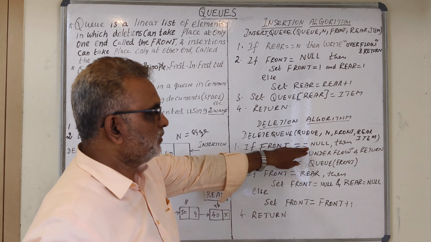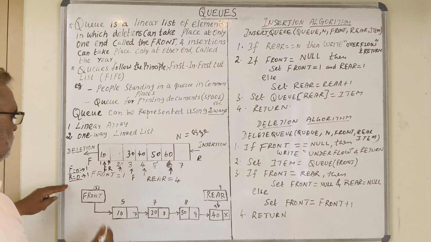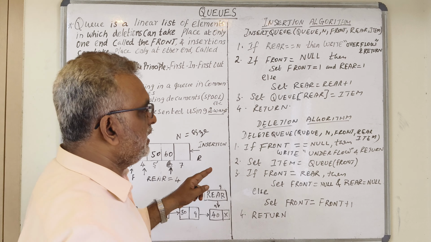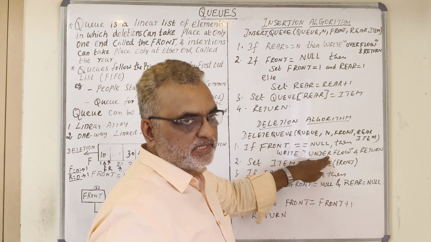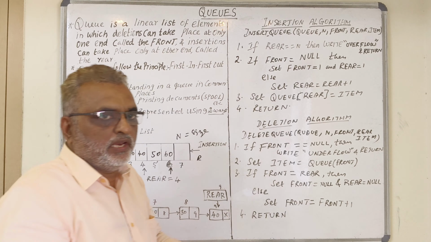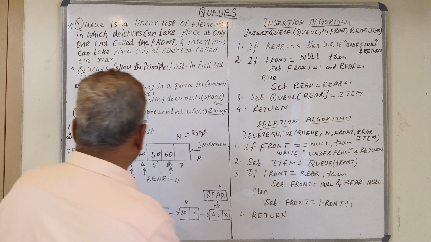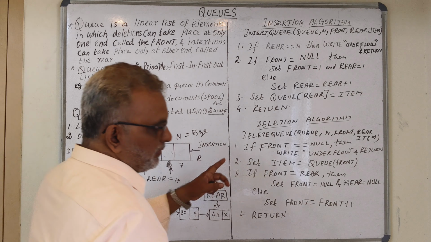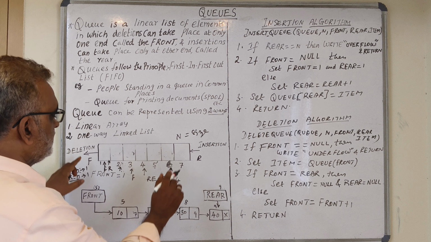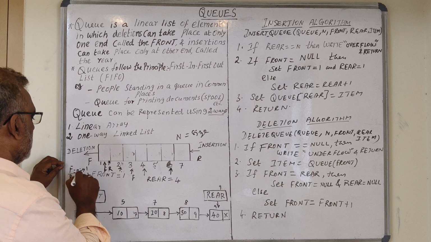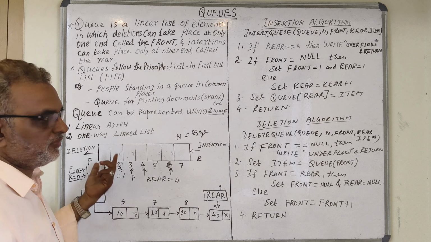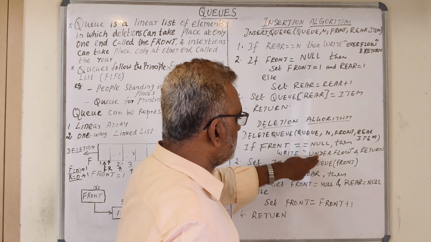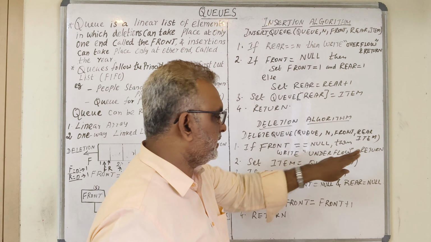If front is equal to null, that means the queue does not contain any element. Display the message underflow. There is no element available in the queue, so if no element is available, we cannot perform any deletion. Front is equal to 0 and automatically rear is also 0 only. That being the case, we have to display the message underflow and return.